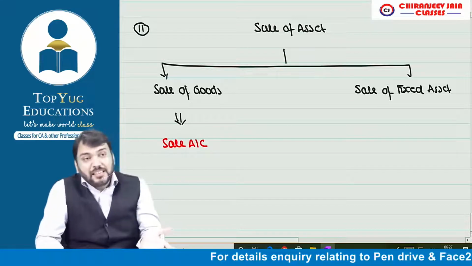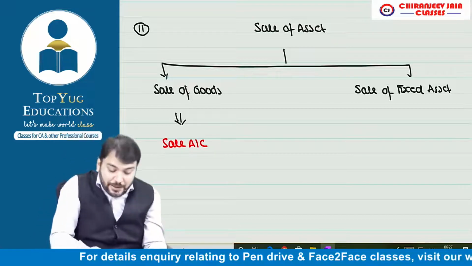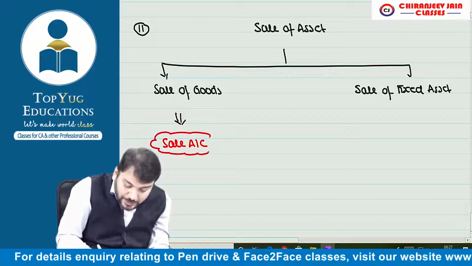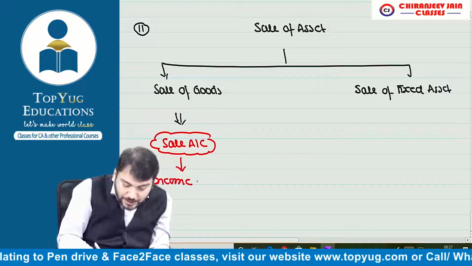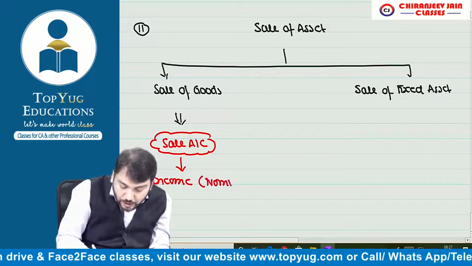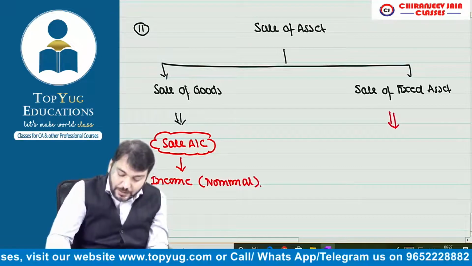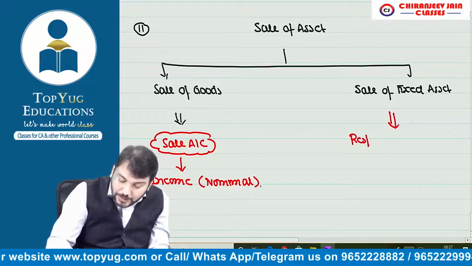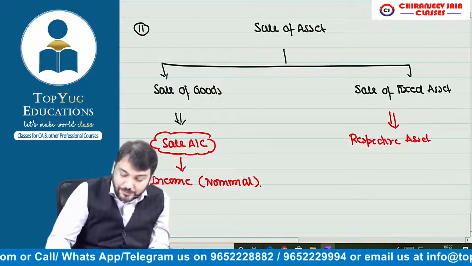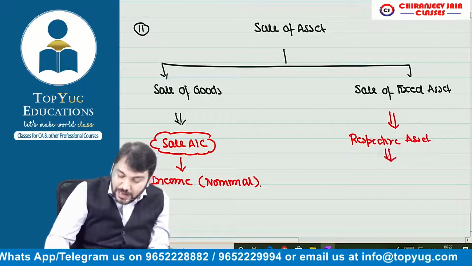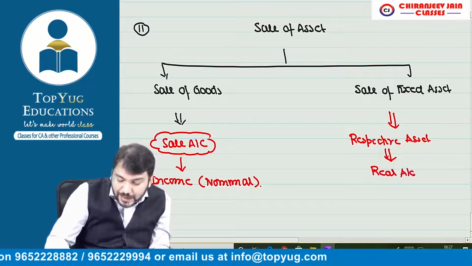Once the goods are sold, income is generated. So this sales account will be an income account. This will be an income and this will be a nominal account. But for sale of a fixed asset, we'll use the respective asset account only. Are you getting what I'm saying? And this respective asset account is nothing but a real account.